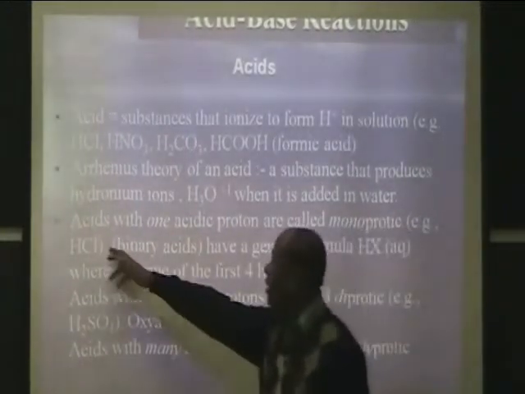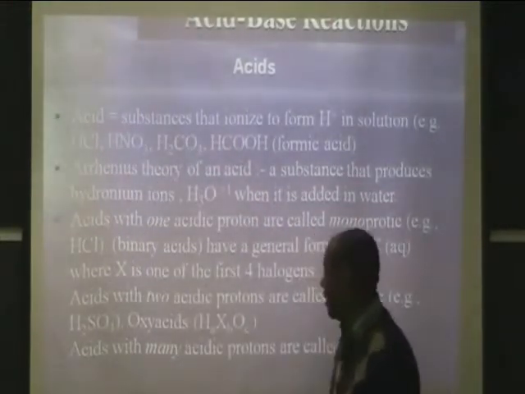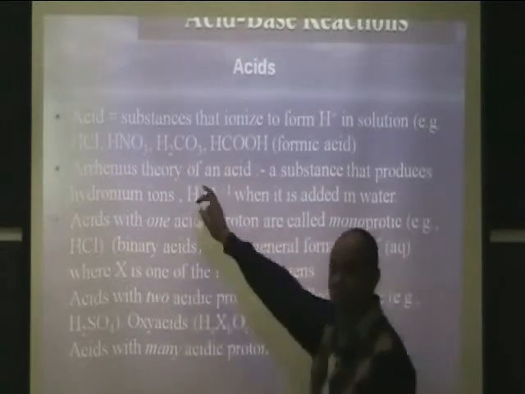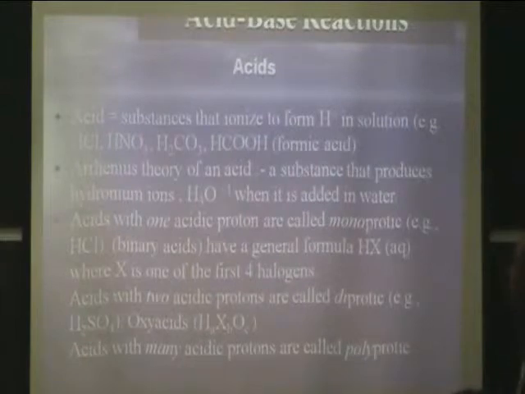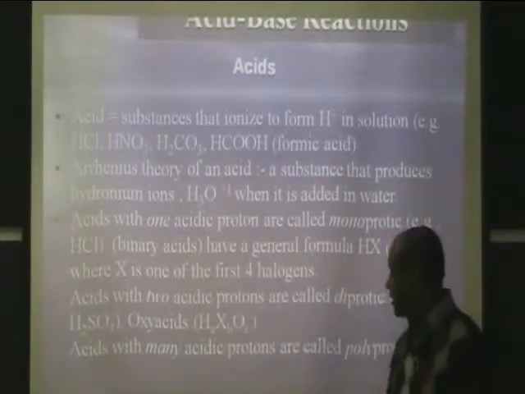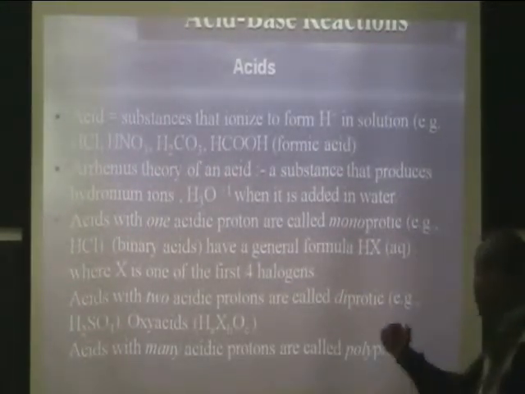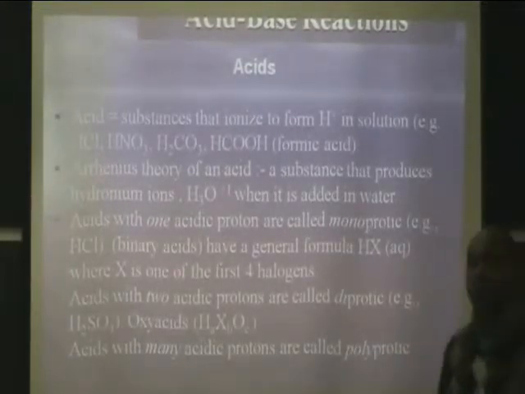Say, for example, hydrochloric acid, nitric acid. Carbonic acid is not binary, it's a diprotic acid because it has two hydrogen ions in it. Formic acid is also a binary acid. We have sulfuric acid. Then we have polyprotic acids. Poly means anything more than two.